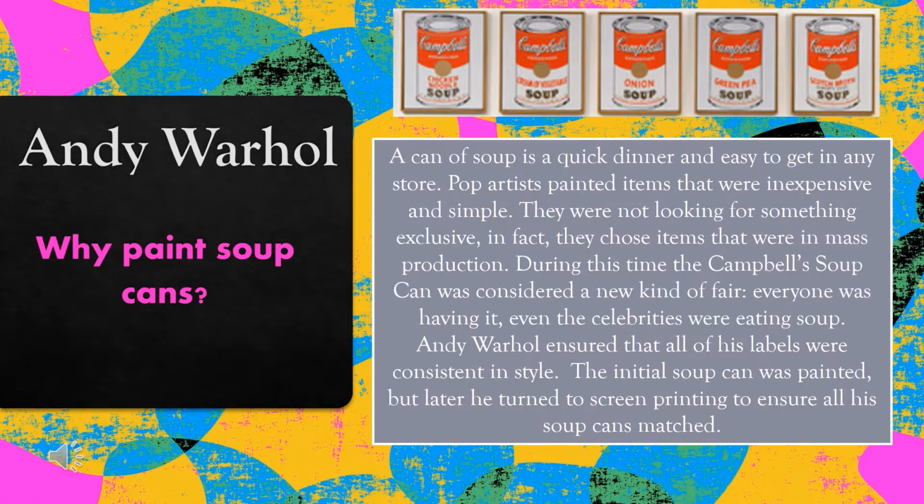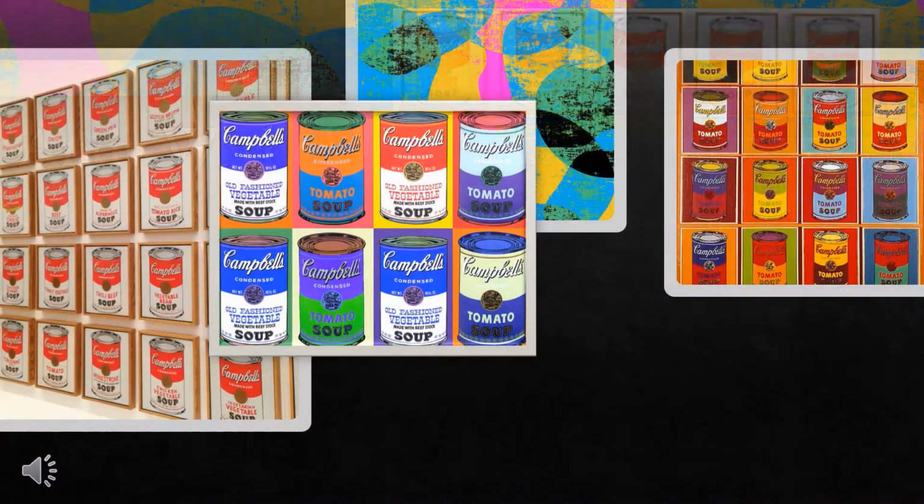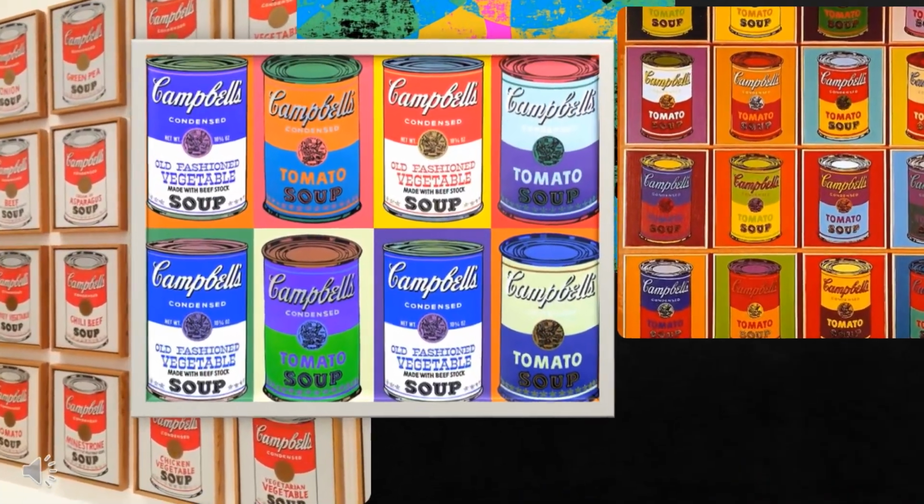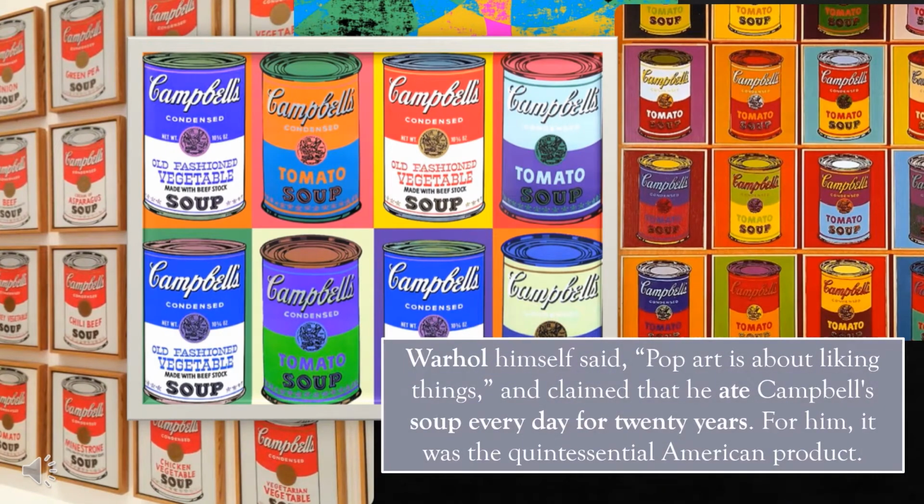Andy Warhol ensured that all of his labels were consistent in style. The initial soup can was painted, but later he turned to screen printing to ensure all his soup cans matched. Warhol himself said, "Pop art is about liking things," and claimed that he ate Campbell's soup every day for 20 years. For him, it was a quintessential American product.